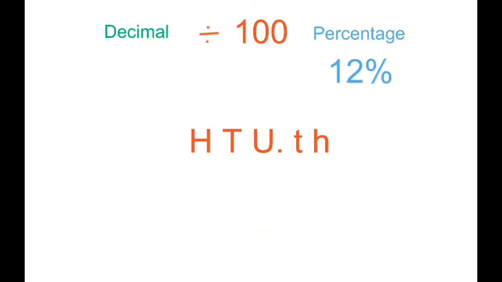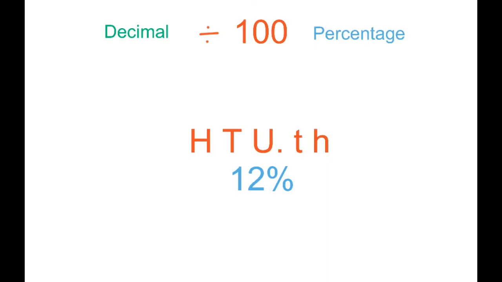Okay, now we're going to do the opposite. We're going to go from a percentage to a decimal. To do this, we need to divide by 100. We'll end up making this number smaller. So we take our 12% and we put it into our hundreds, tens and units columns. We've got 1 ten and 2 units.